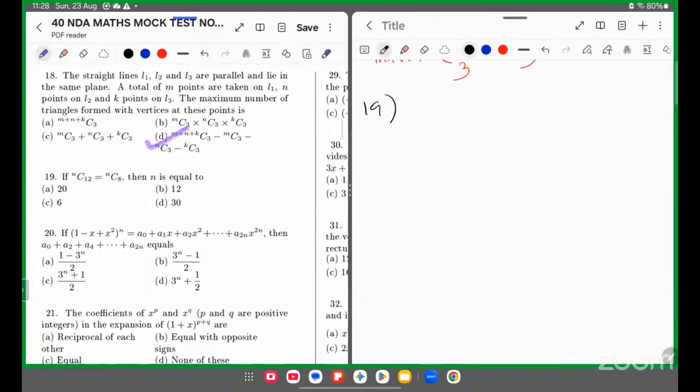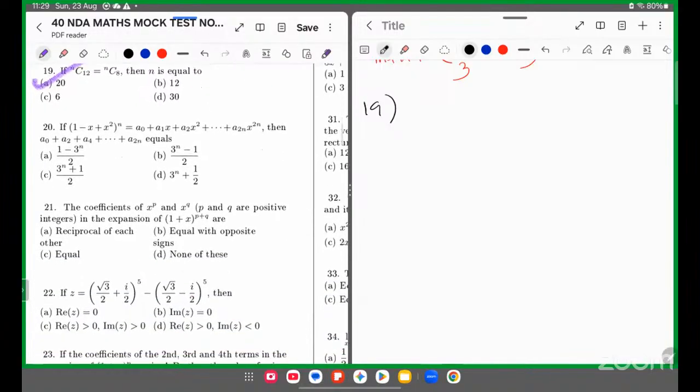Question number 19. NC12 equal to NC8 means the only option is n equal to 12 plus 8, 20. So 19, answer A. That is a simple question.